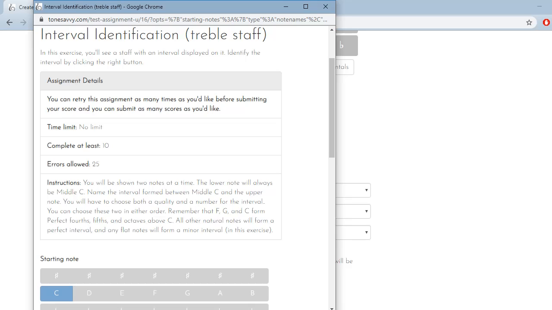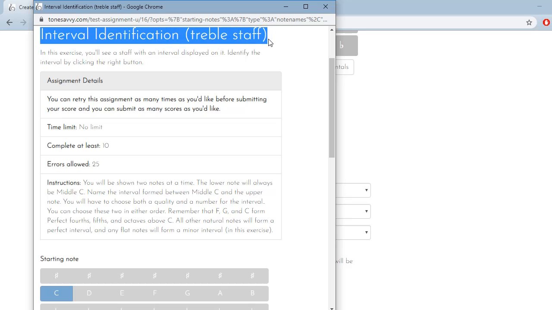Now there will be 3 exercises on Tone Savvy, but you've done 2 of them before. This is the first time that you've done this one, so I figured I should explain it. What this is going to be is interval identification on the treble clef staff.